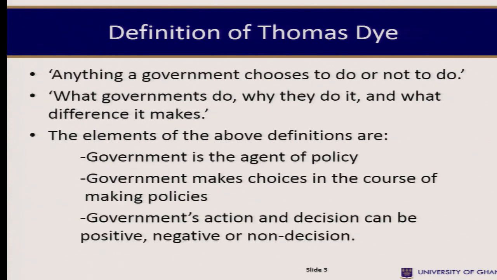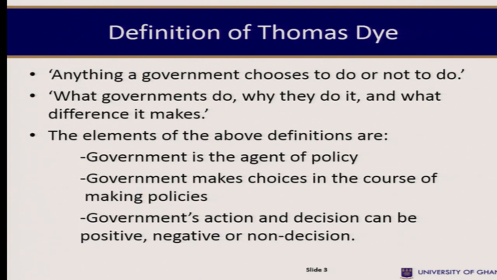Now, let's take Thomas Dye's definition first. What is important about a definition is not just to rattle the definition and go away, but to isolate the important elements of the definition so that you can explain them and see how the definitions give us the content that we want to have. So let's look at the definition of Thomas Dye. Thomas Dye has two definitions of public policy. The first one is: anything government chooses to do or not to do. The second definition is: what governments do, why they do it, and what difference it makes.